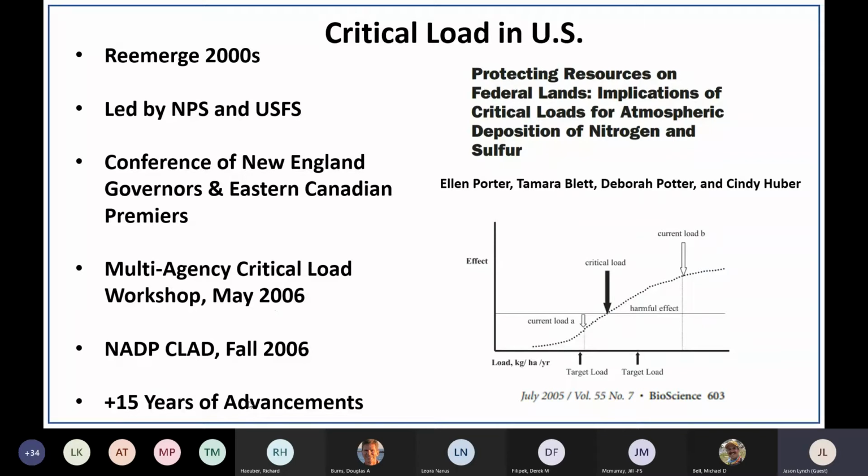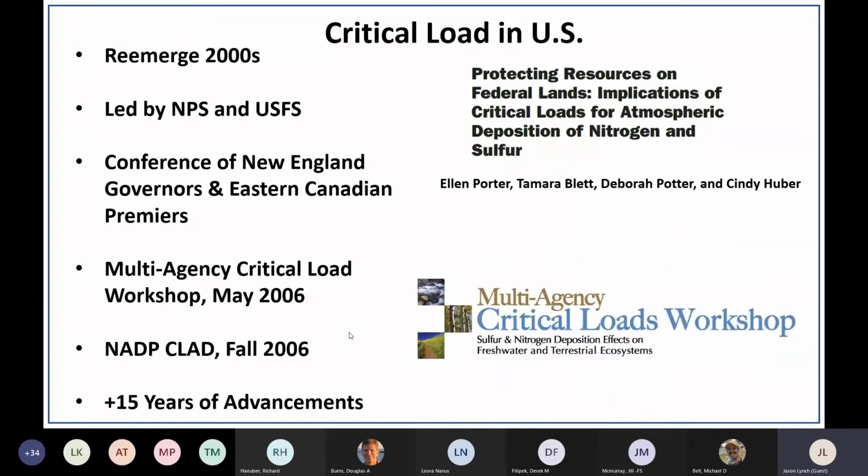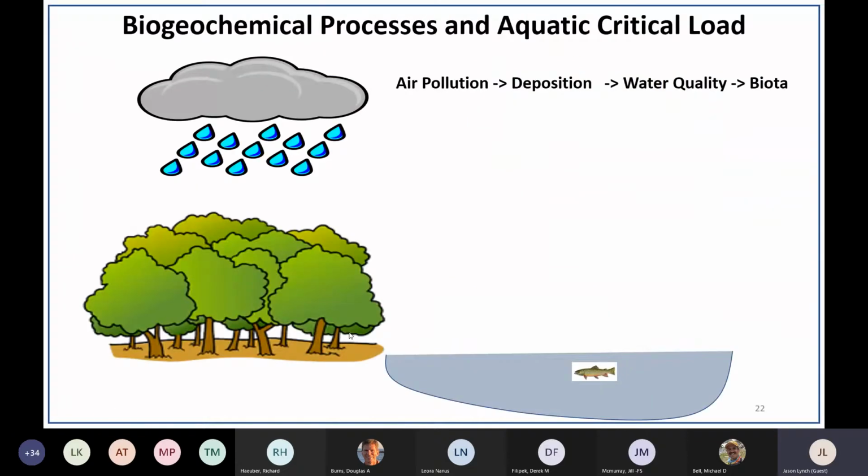And so 15 years later, we've had many achievements in the US. That's just a little bit of history of how critical loads were developed and where we are today. So I want to move on and talk about how we calculate aquatic acidification critical loads.